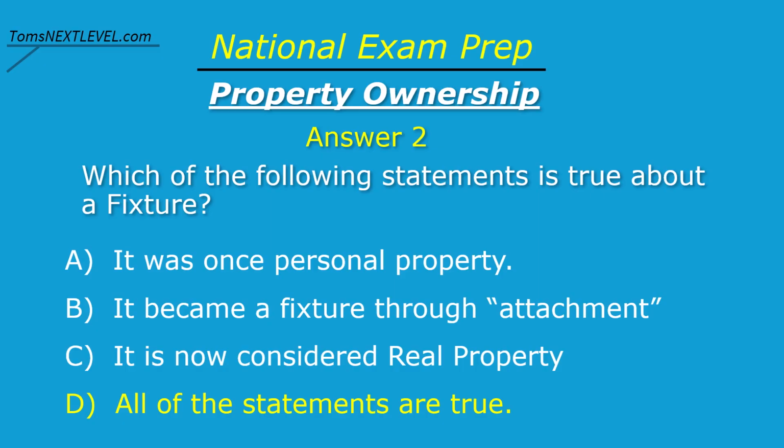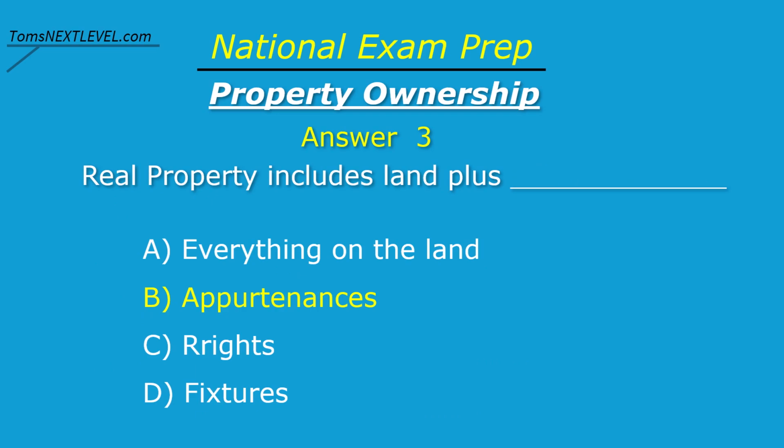Answer to number 3 is letter B, appurtenances. You'll need to know that word for your exam. Appurtenances include what? The improvements, rights, and fixtures. Now they're also listed on the exam answers there, except appurtenances is the most correct answer because it includes C and D.